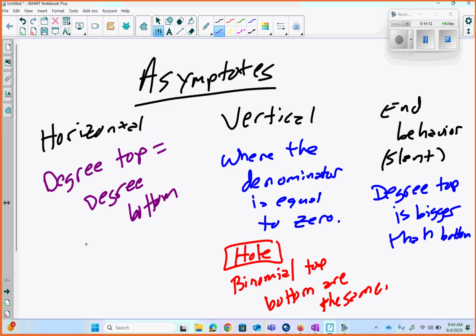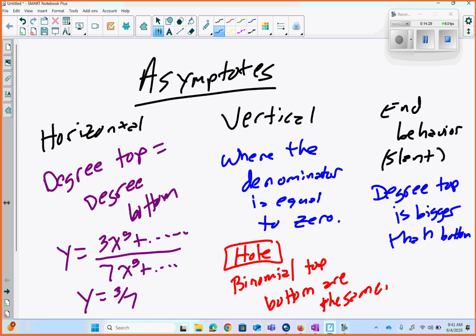So if you had something like y equals 3x to the fifth plus a big old thing over 7x to the fifth plus blah, blah, blah, this would have a horizontal asymptote at 3/7. What you do in order to find this is you find your highest degree, which is 5, and then you look at the lead coefficients, and the lead coefficient over itself will be that. If in front of it it's just x to the fifth on top and x to the fifth on the bottom, then you get 1 over 1, which is 1. So that's one horizontal asymptote that would take place.